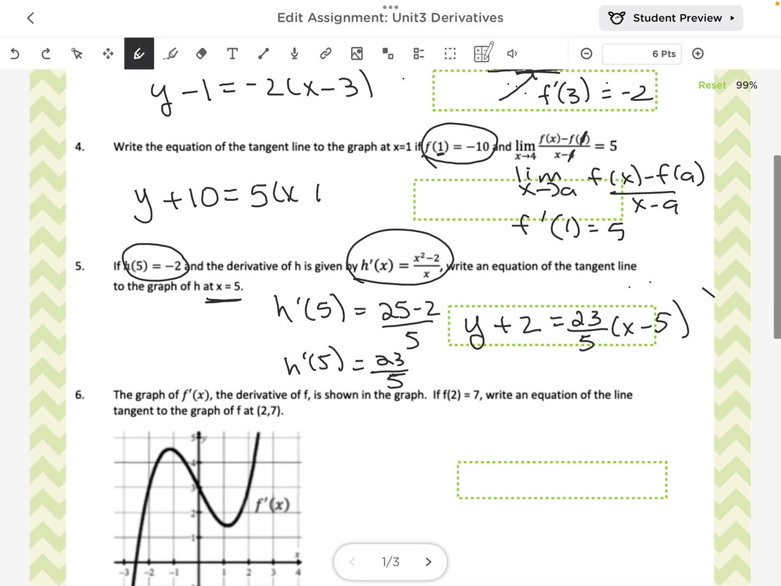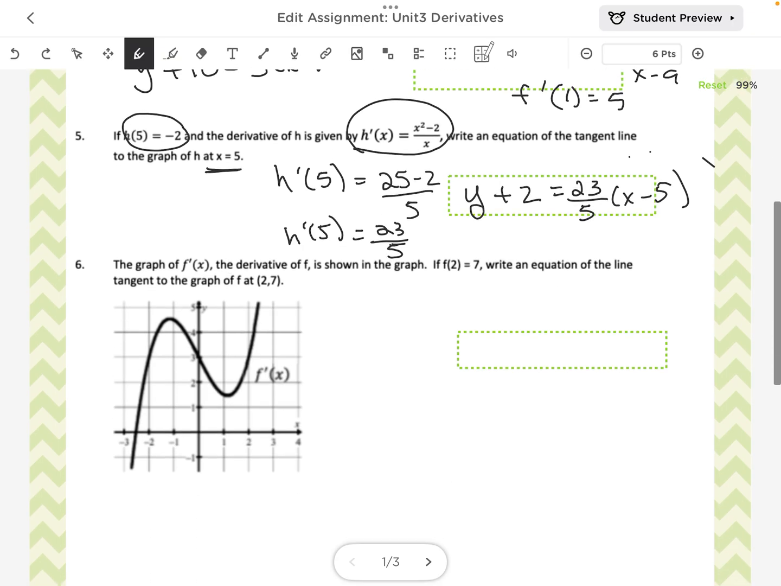And the last one here, they're giving to me as a graph. This is the graph of f prime. So this is the graph of the slope of f. They're giving me a point. The only thing I need to figure out is what the slope is. I need to know what happens at x equals 2.